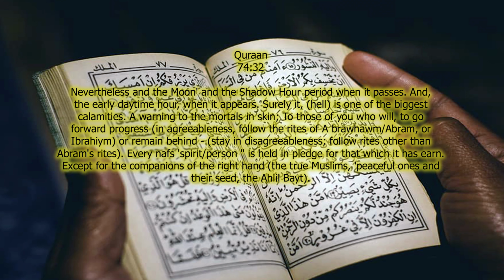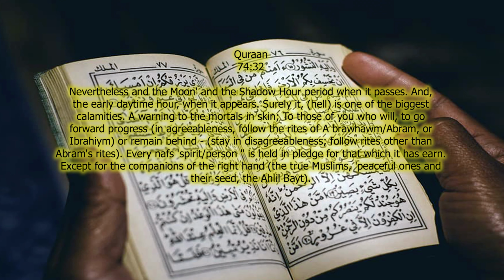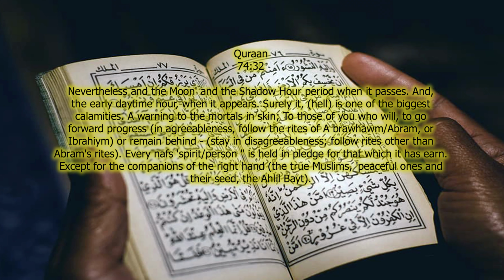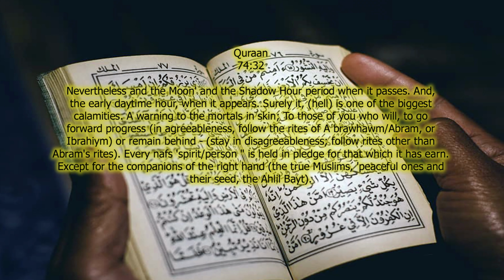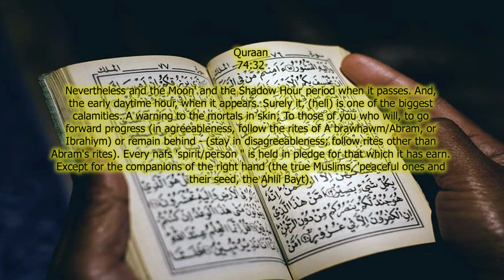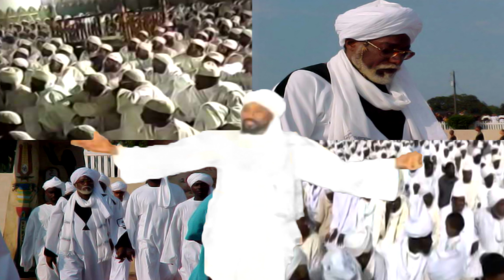Every nafs spirit person is held in pledge for that which it has earned, except for the companions of the right hand, the true Muslims, peaceful ones, and their seed, Halil Bayt. This is the Ansarullah, the only Muslims who strive for pristine purity.